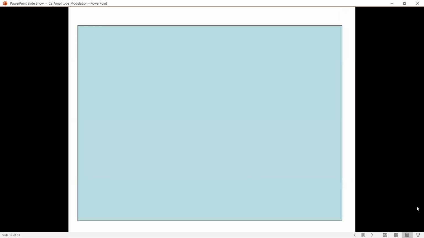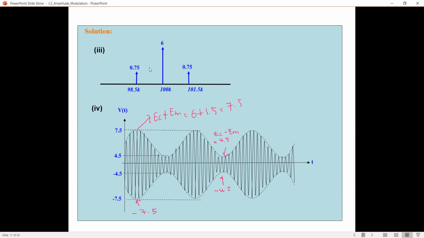Okay, next, spectrum. The frequencies and also the amplitudes. And then our waveform in the time domain.